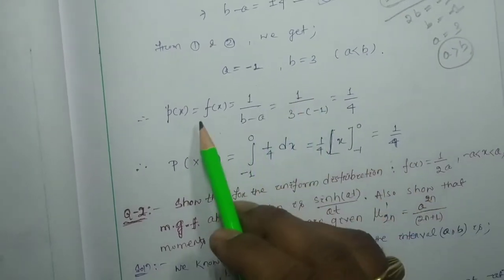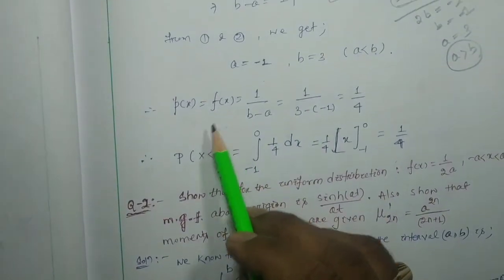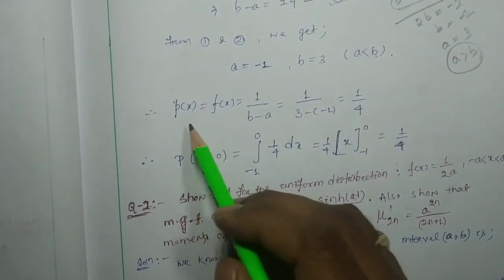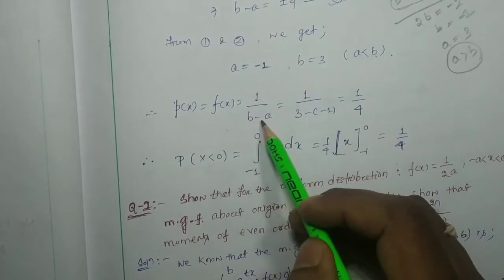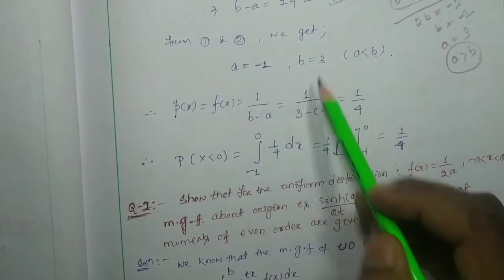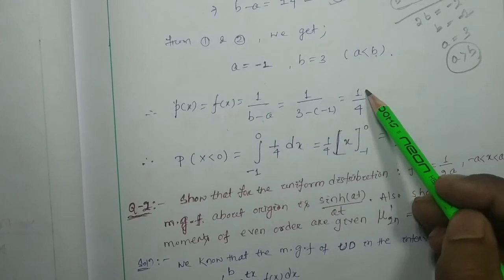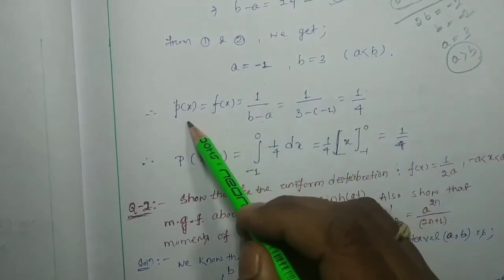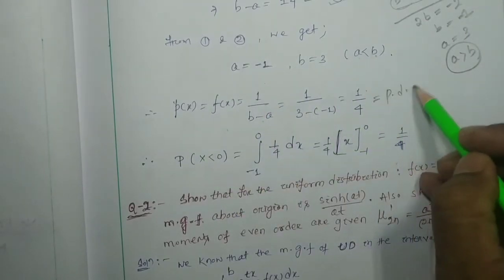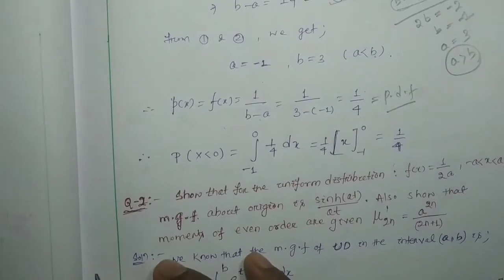So here we are going to get 1 by b minus a, which is nothing but 1 by 3 minus of -1, equal to 1 by 4. So the pdf of this distribution we found is 1 by 4.